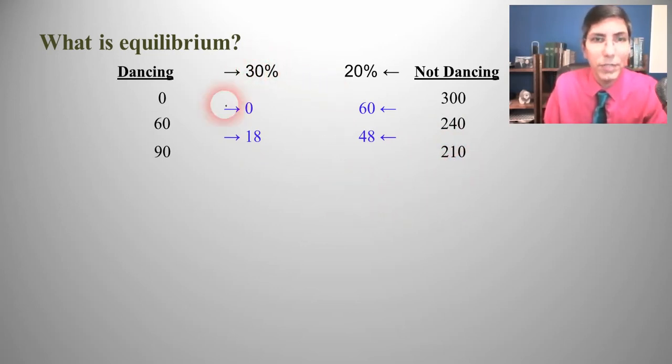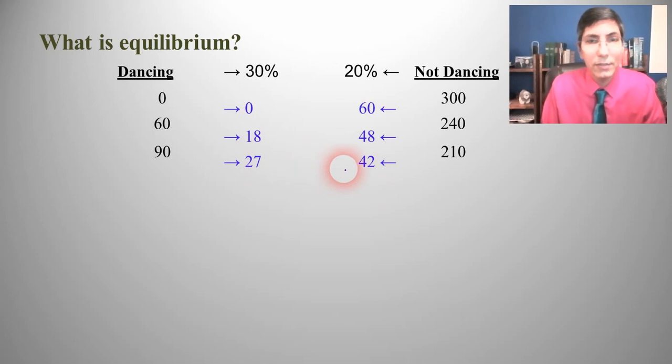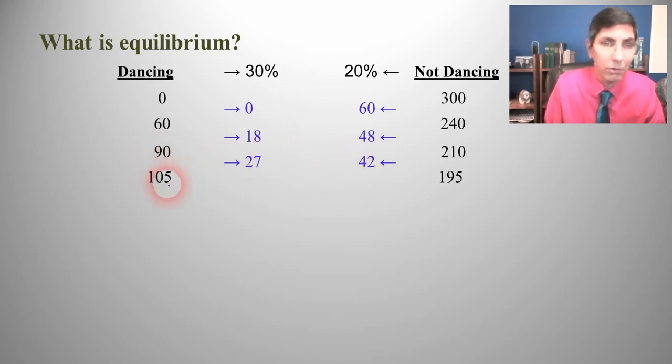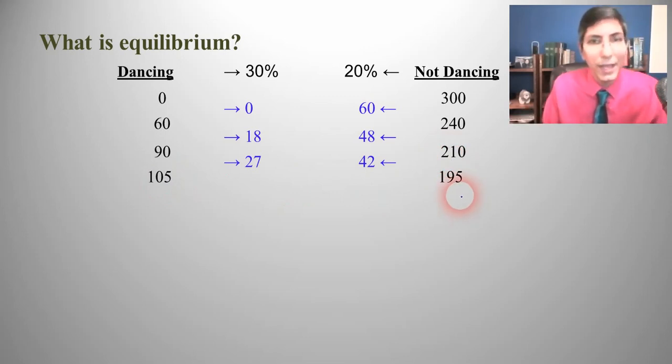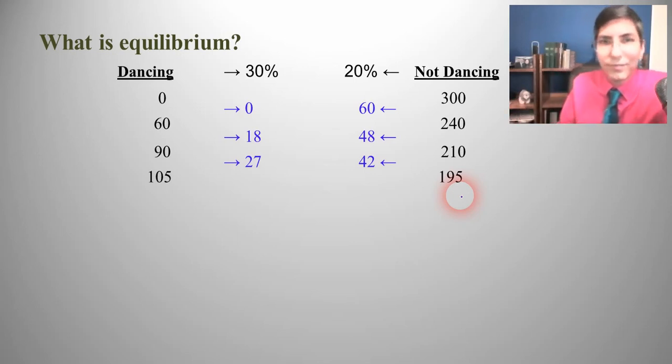So 30% of the dancers are going to sit down, so that's 27, and 20% of 210 will get up and start dancing, so that's 42. So we can see that there's a net direction of 15 in the direction of the dance floor. So this side will go up by 15, to 105. This side goes down by 15, to 195. So hopefully you see how this is going. Now, this is going to happen again.